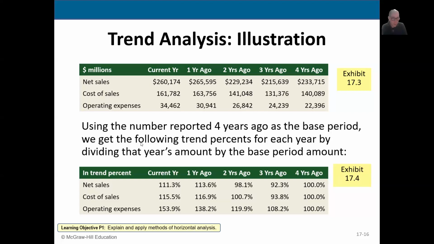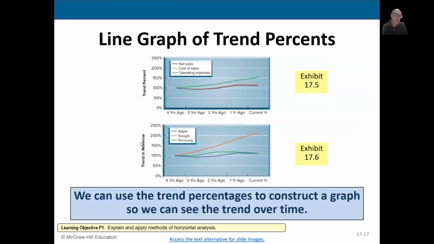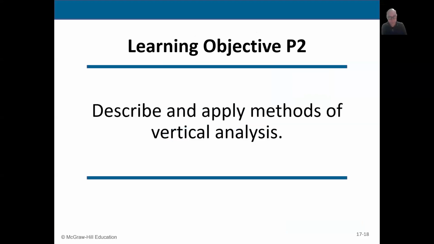So that's trend analysis. We can also graph that to display the trends to investors, shareholders, managers, etc. And we can also do the same thing to compare competitors. Yeah, trend analysis. So that's all the horizontal analysis stuff.